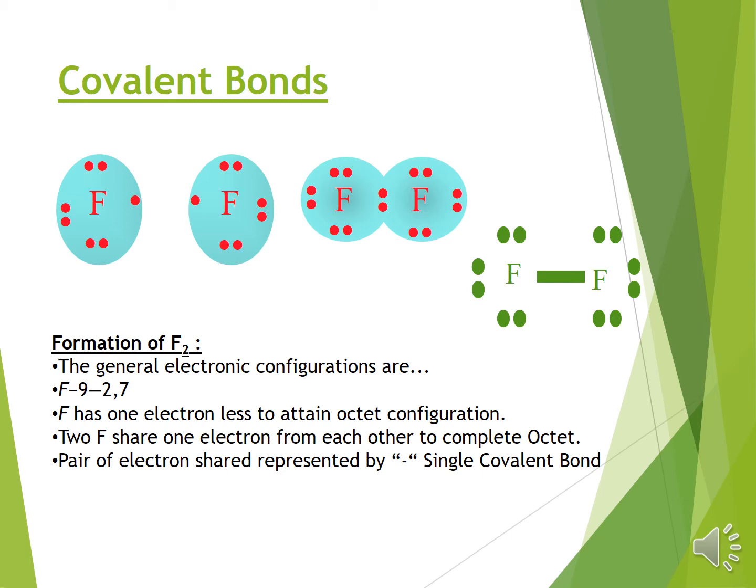So there is a common portion having two shared electrons. As there is a pair of electrons between these fluorine atoms, they form a single covalent bond. Fluorine has one electron less to complete its octet. Therefore, it will form a single covalent bond.